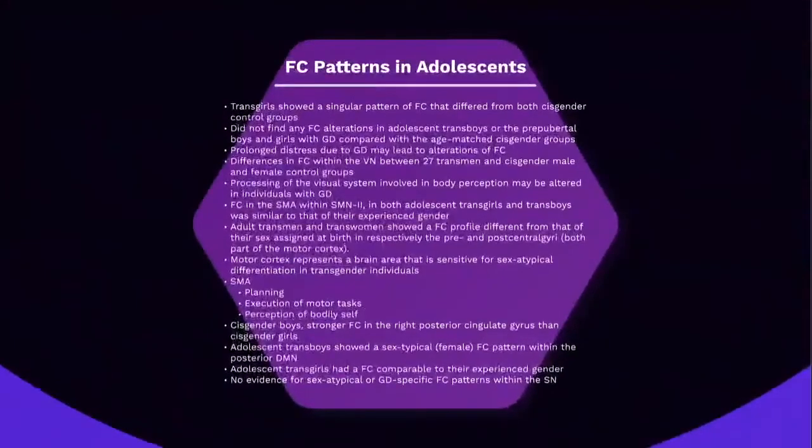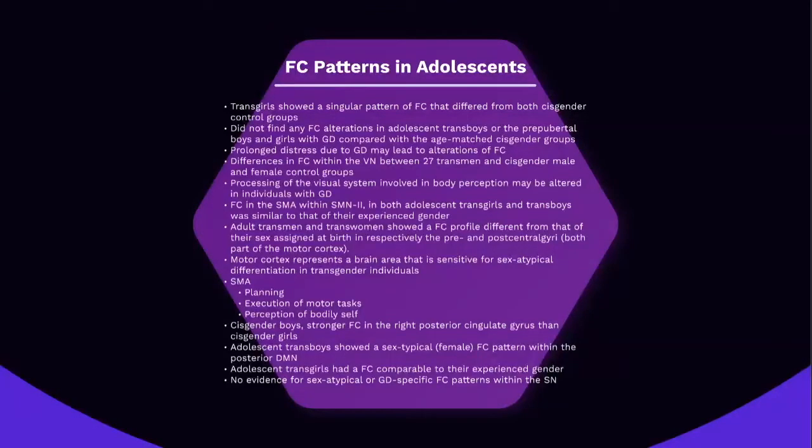The researchers speculate that prolonged distress, such as negative self perception and psychosocial stress due to GD, may lead to alterations of FC between brain regions involved in emotional processing. Adult trans men and trans women showed an FC profile different from that of their sex assigned at birth. The adolescent trans boys showed a sex typical female FC pattern within the posterior DMN, whereas the adolescent trans girls had an FC that was comparable to their experienced gender, thus sex atypical female.